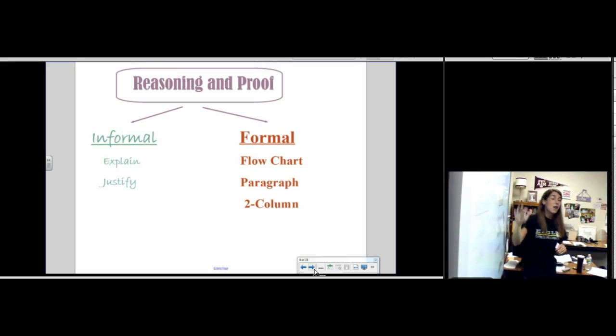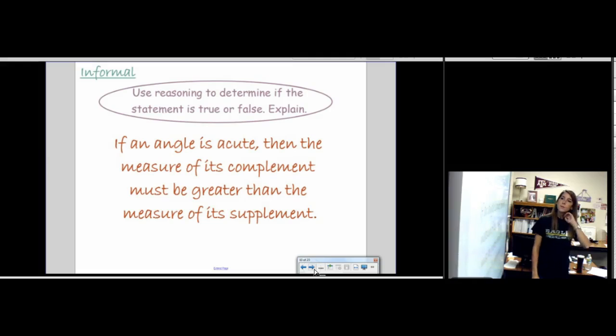Then, you know how every time you learn something that says theorem after it, someone has proved that. Someone has written a proof. Some mathematician has written either a flow chart or a paragraph or a 2-column. They have proved that it's true. So it's important in math always, not just to be like, oh yeah, I think this is right, this looks good, but to actually back up what we're doing and prove it. Use reasoning to determine if the statement is true or false.